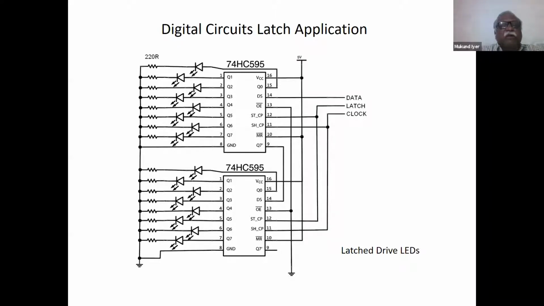So this is one of the applications wherein the digital logic gates are used to make a dedicated chip function the way we want. Now let's go to the next slide.